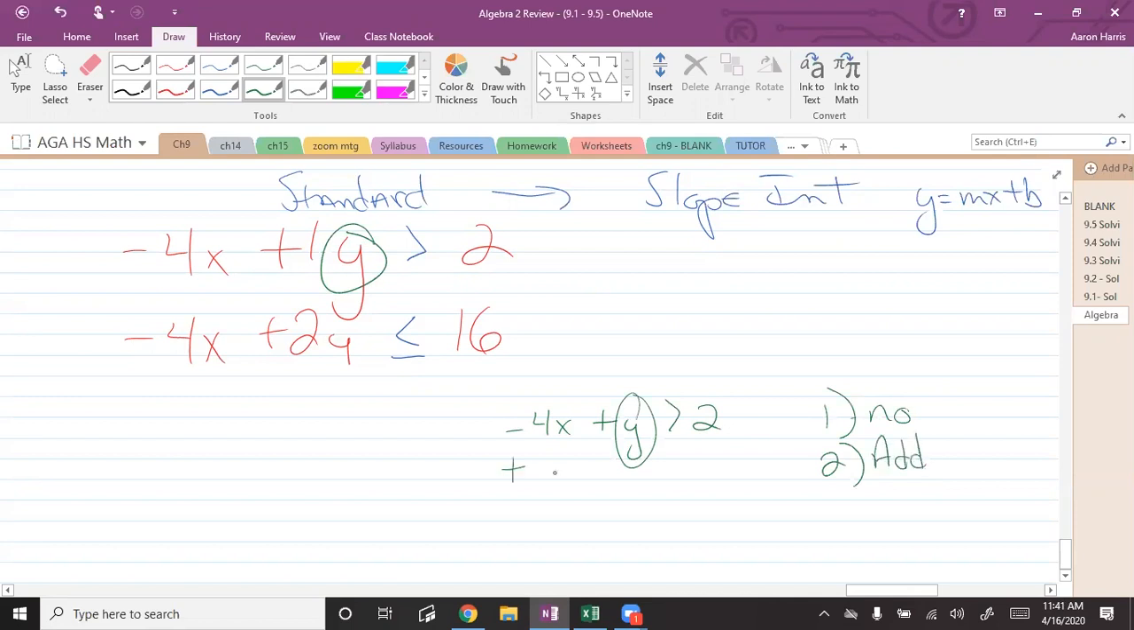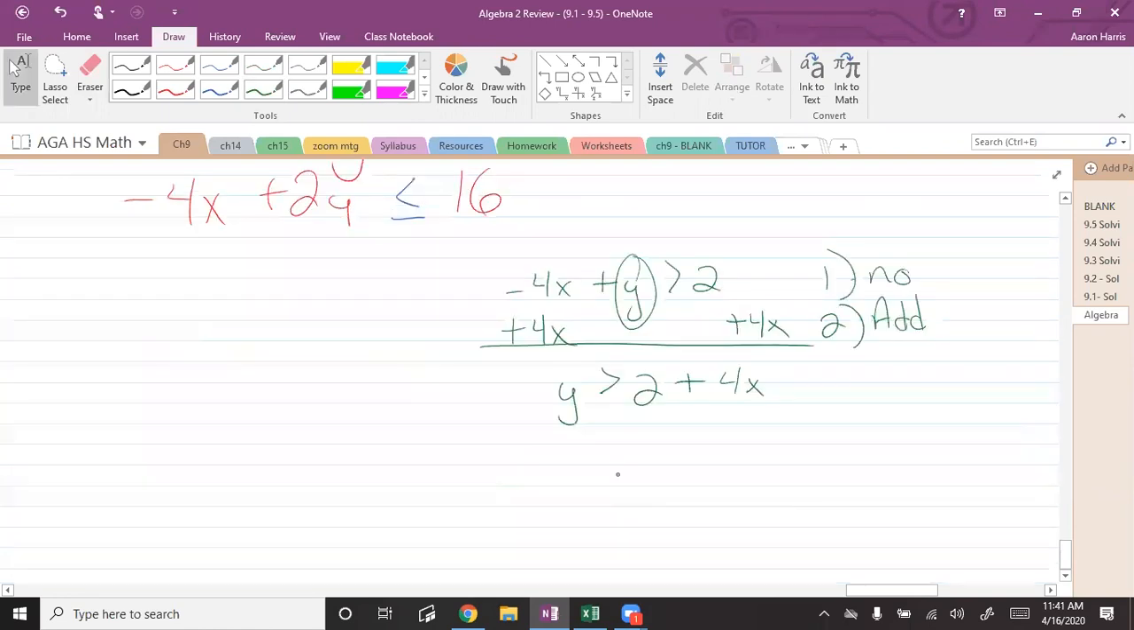We're going to add what? 4 to both sides. There you go. So that cancels out. I get y is greater than 2 plus 4x. Correct? Now I can switch that to slope intercept form just by switching these two. That's the commutative property. So 4x plus 2. Keep the signs, okay?